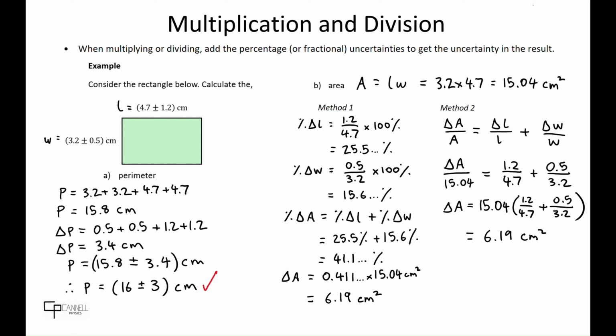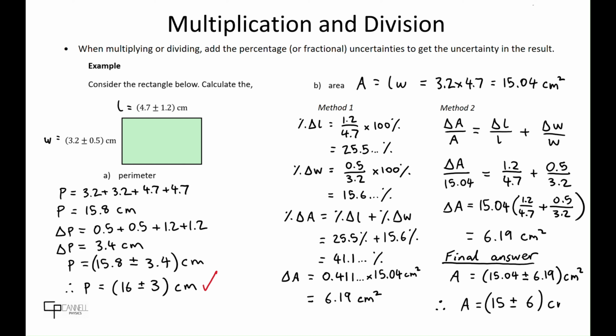So now we can write our final answer. So writing area with its uncertainty, we get this. But of course, this is not acceptable because 6.19 is 3 significant figures. So we need to round that to one significant figure. And that's going to leave us with 6. But then that means there's no decimal places in the uncertainty, so there must also be no decimal places in area. So our final answer is 15 plus or minus 6. And those are both in square centimeters. And that's it.